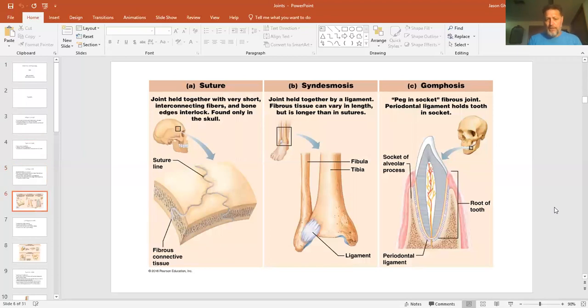And so here they're showing you again the syndesmosis between the tibia and the fibula in your leg. Again, there's not a lot of movement there, but you can rotate your leg a little bit also. So there is a little bit, and that would make it an amphiarthrosis. Sutures and gomphosis have no movement on those two.